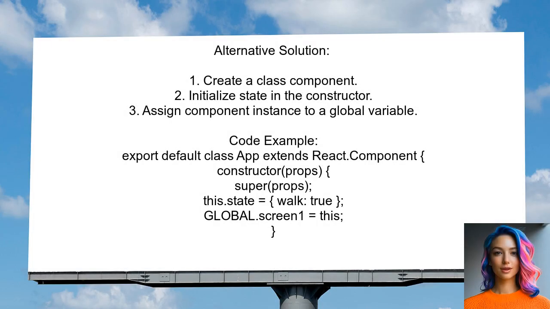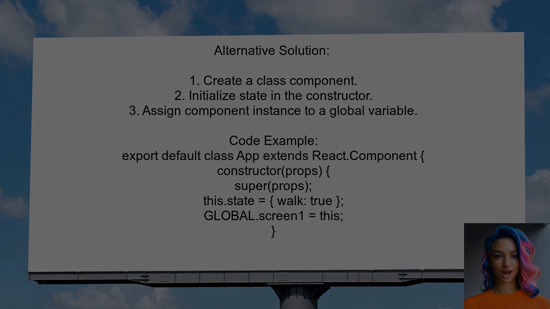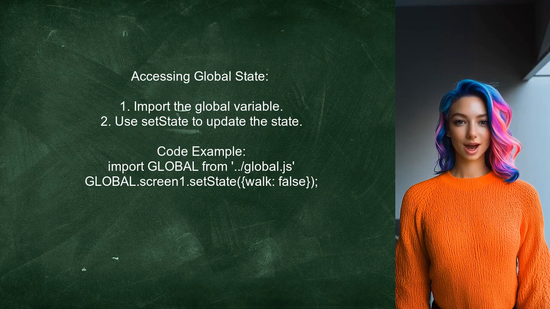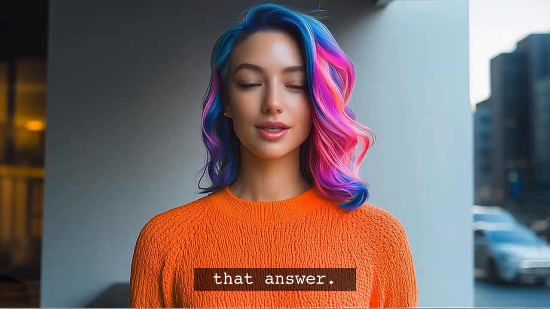Let's take a look at another answer from another user. One alternative approach is to use a class component to manage global state. First, create a class component and initialize your state in the constructor. You can then assign the component instance to a global variable. In other components, you can access this global state. For example, you can update the state from any component by referencing the global variable and calling setState. That's all on that answer.